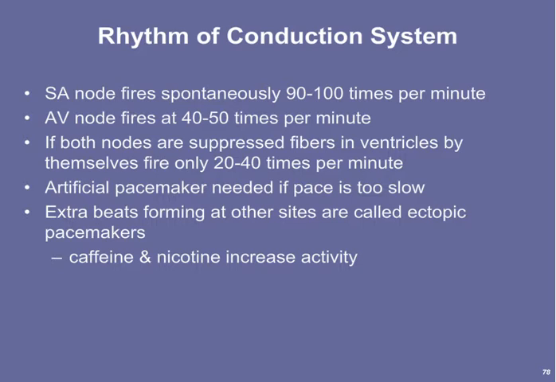If, on the other hand, both nodes are suppressed, fibers elsewhere in the heart can fire at a rate of 20 to 40 times per minute. Again, this tends to be below the level at which we can sustain life. So if you have a disabled SA or AV node, chances are you'll need an artificial pacemaker. Artificial pacemakers are electrical devices which are implanted near the heart, and they stimulate it to contract at an acceptable rate.